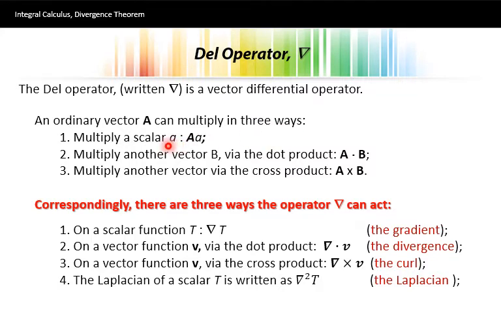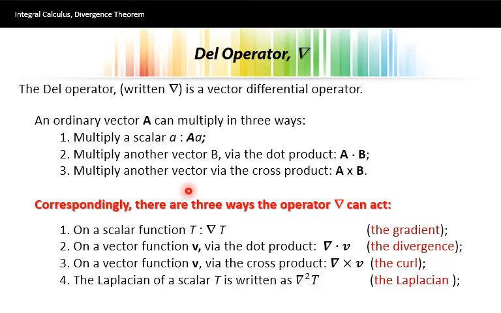The first one is a multiplication by a scalar A. The second one is multiplication with another vector B via a dot product, written as A dot B. The third one is multiplication with another vector via the cross product, A cross B. Now let's have a look into the del operator.